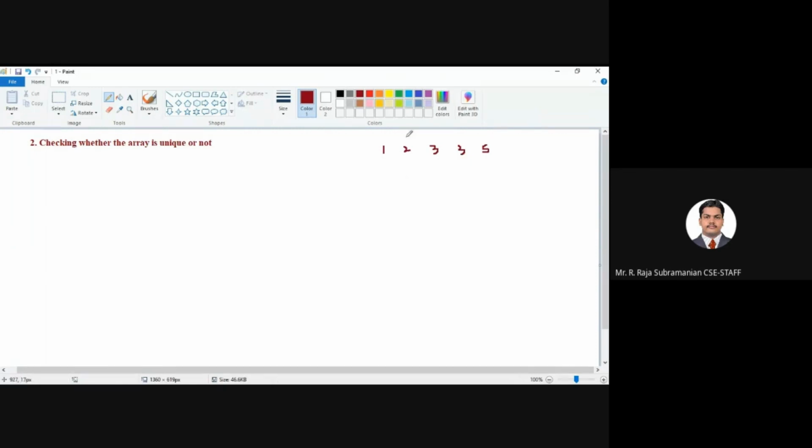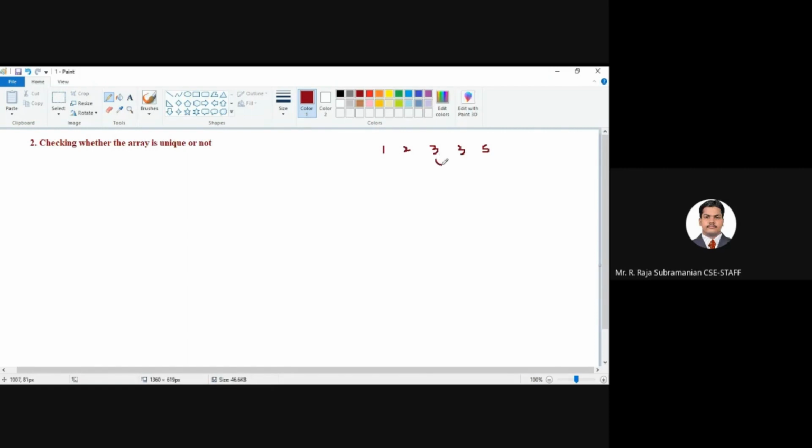So how many elements are there in this array? As per deciding on the parameters of the input, what is the input size? 5, sir. The input size is 5. Now in this input, I have to find whether the array is unique or not unique. Unique is nothing but all the elements in the array should be different. There should not be any element that is having exactly the same value, right?